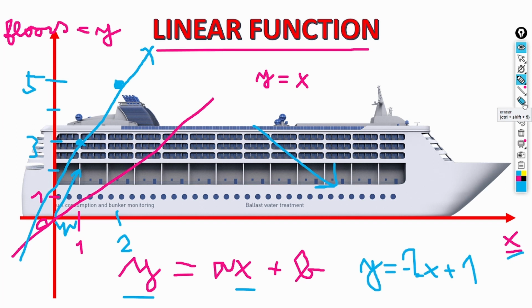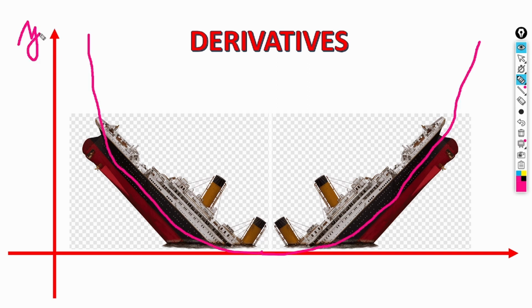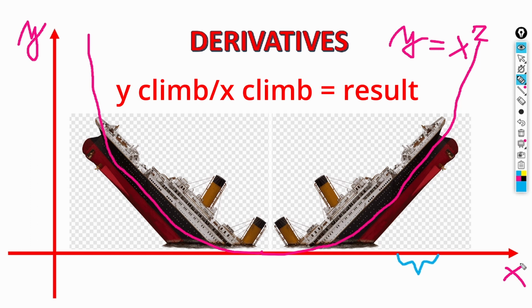Let's move on to the derivatives. Derivatives are easy. For this example, I also have the boat from Titanic, but now it is sinking. I will draw a function alongside this boat. This axis will be y and this will be x, and the function will be y equal to x to the power of 2. And we would like to solve how much they need to climb on the y-axis over 1 unit on the x-axis.